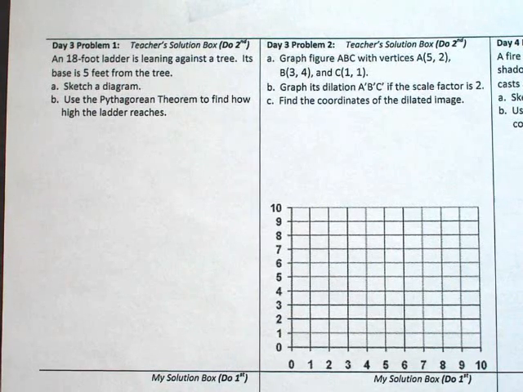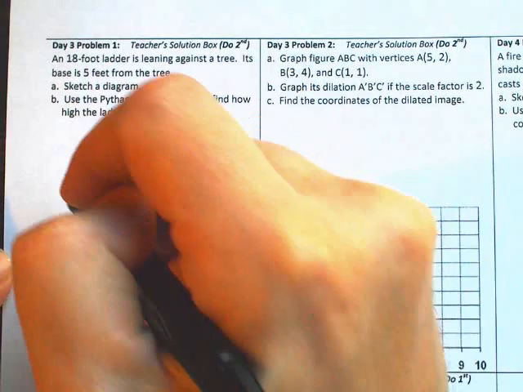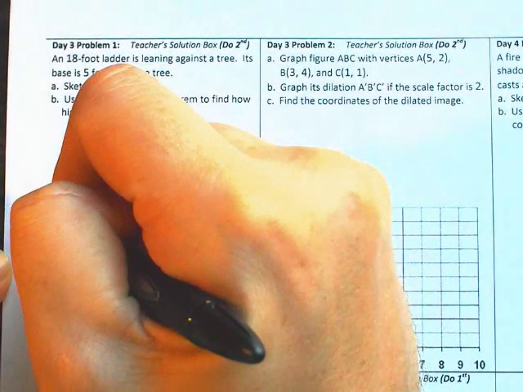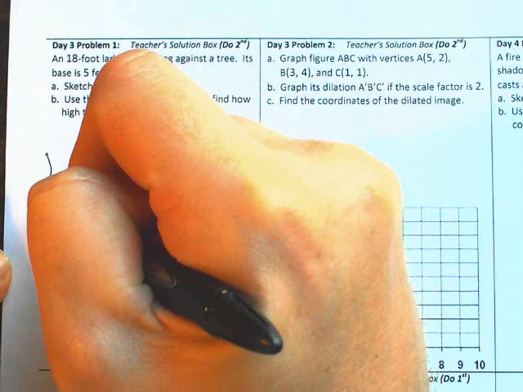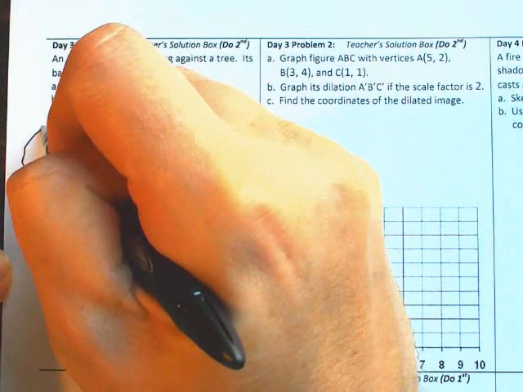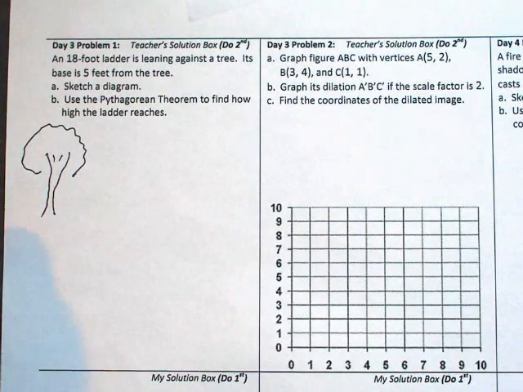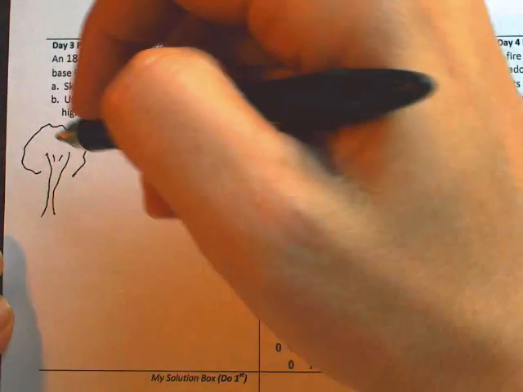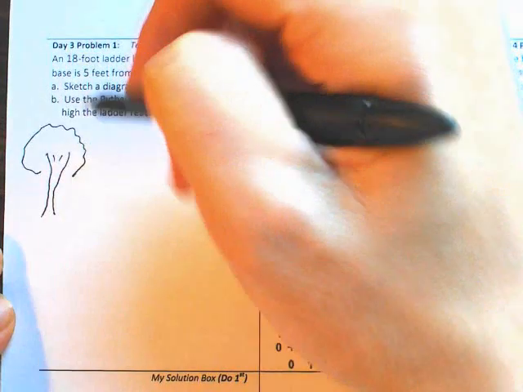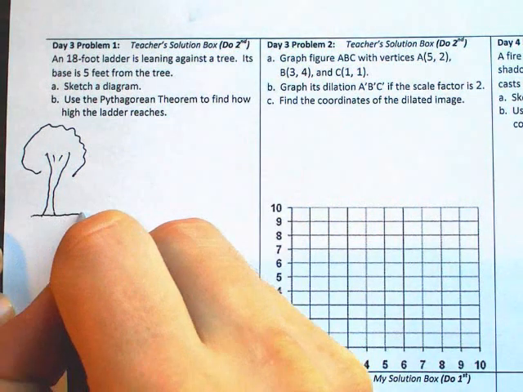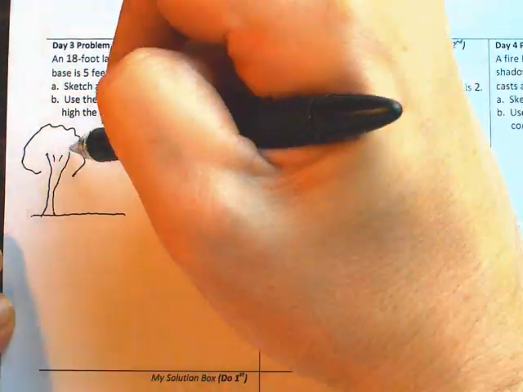Day 3, Problem 1. An 18-foot ladder is leaning against a tree. Its base is 5 feet from the tree. Sketch a diagram. So I need a tree, and maybe this is my tree. And then there is a ladder leaning against the tree. So a line across here might be the ground.